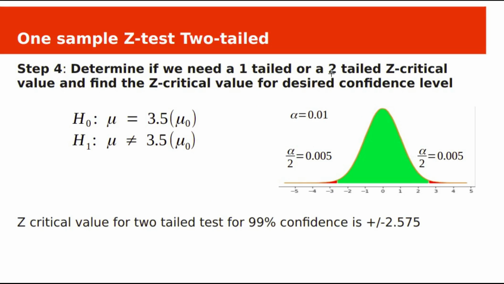Determine one tail or two tail test. See this alternate hypothesis. Here the rejection region will be on both sides, either less than 3.5 or greater than 3.5, where we can reject the null hypothesis. This is the two tail test.